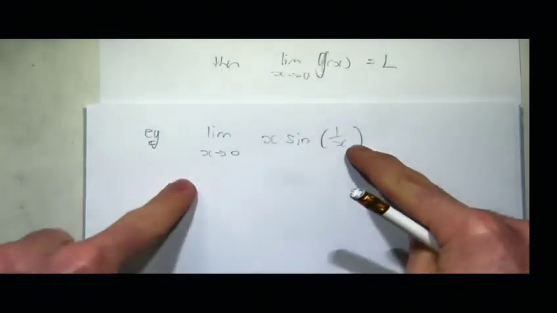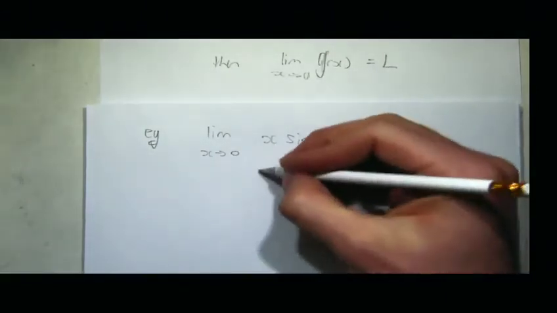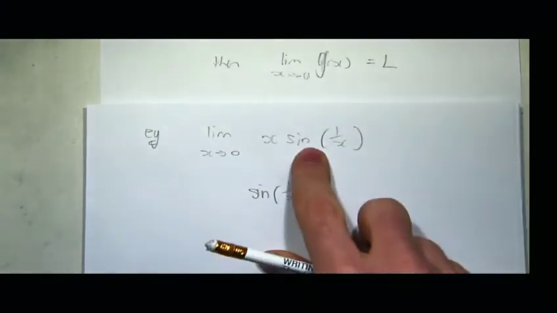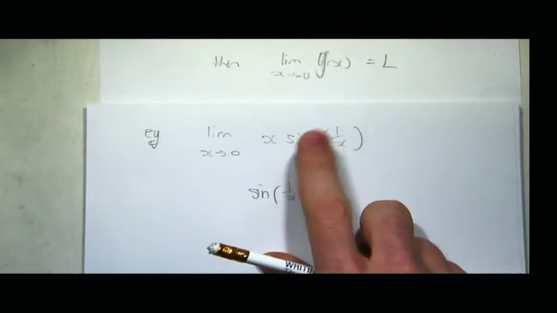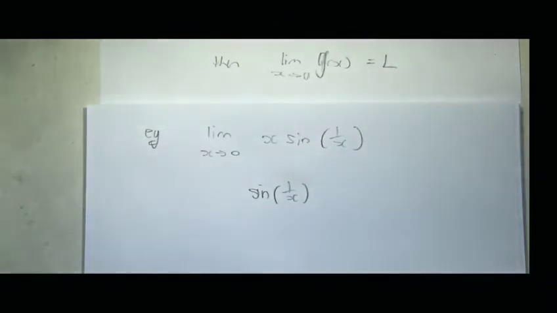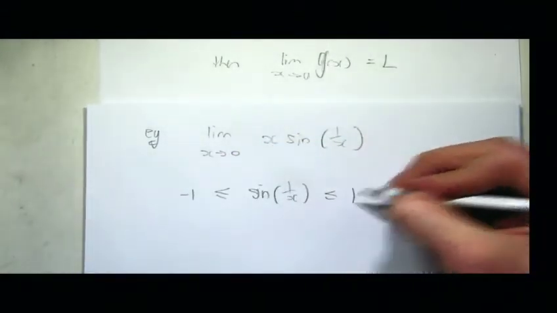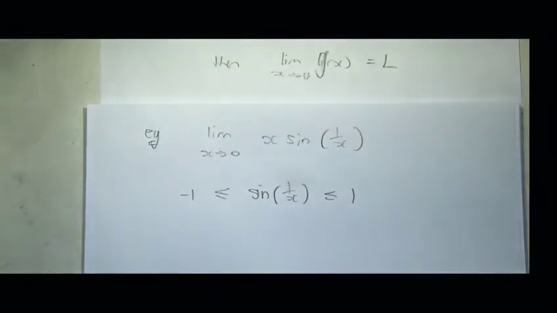What we're going to do is try to put this between two other things. To use the squeeze theorem, I need this to be greater than or equal to something and less than or equal to something. I usually start by picking out the bit that's got a trig thing. Sine 1 over x, regardless of what 1 over x is, sine is always between plus and minus 1. That is always true. Sine of anything is between plus and minus 1.